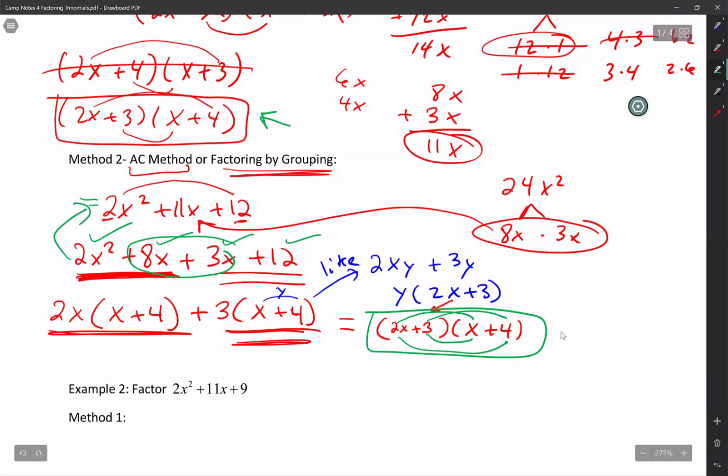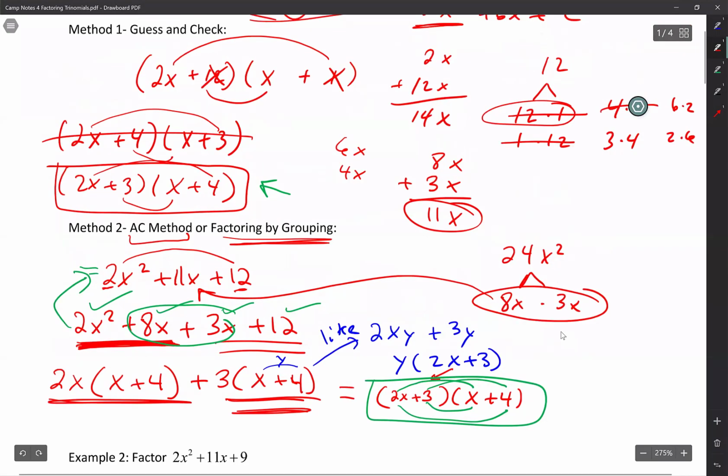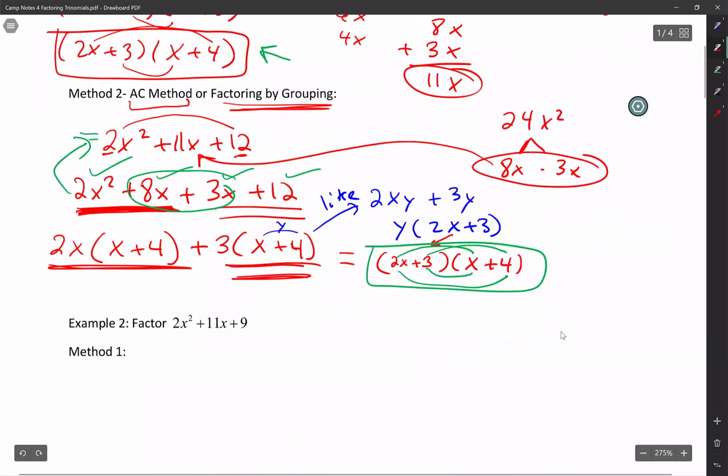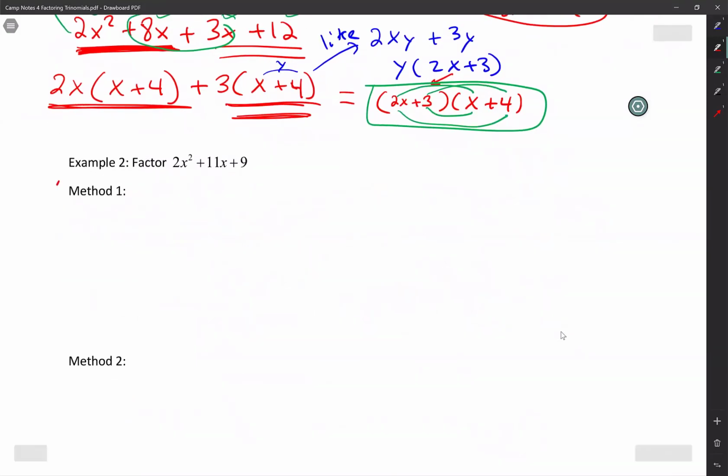All right. So now that we've seen both methods, you can use whatever method you want. Some methods are better than others. So on this one, I think method 1 is better. On example 2, I think method 1 is better. Not always, but I think method 1 is better on example 2.